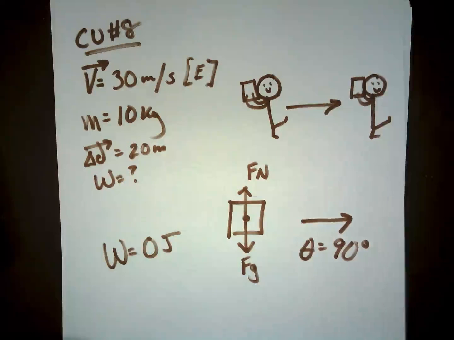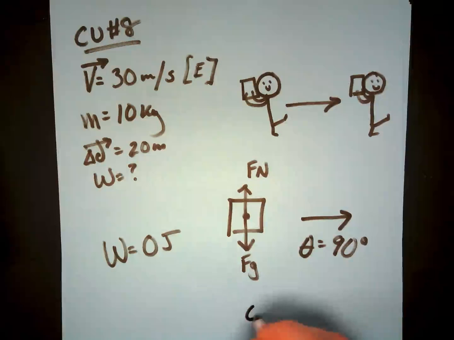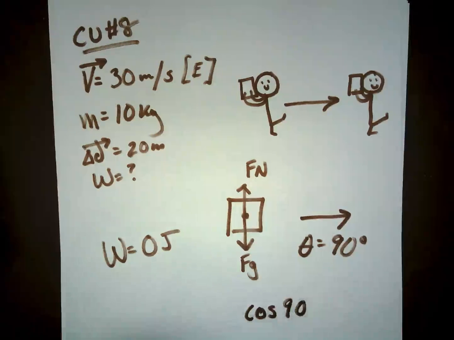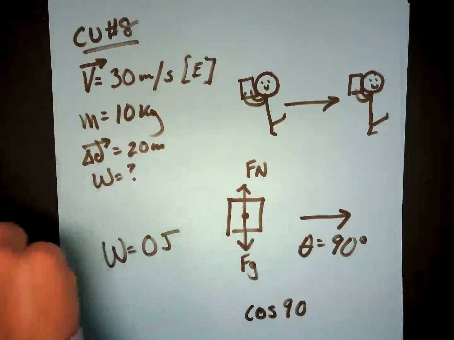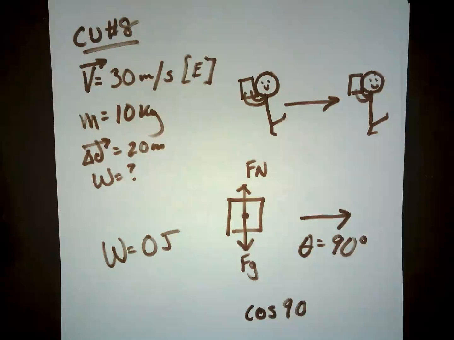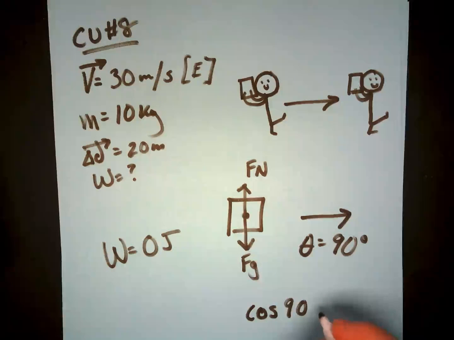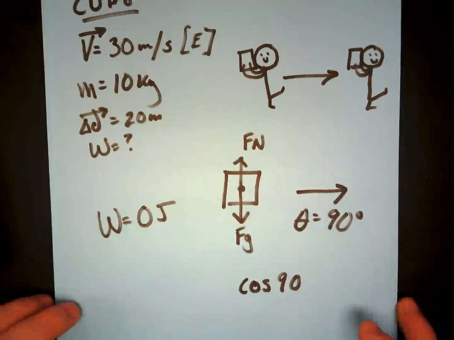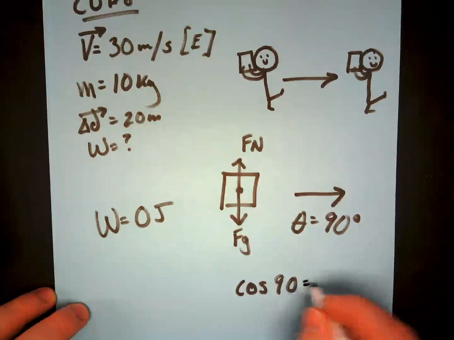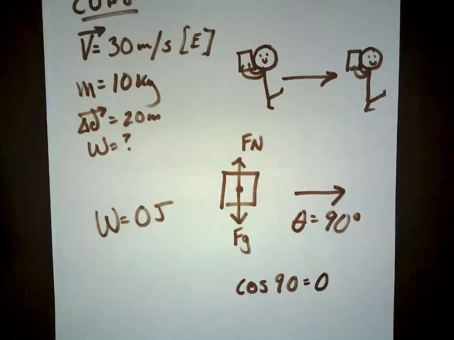Okay, so real quick, just a quick note on this. Put in cosine of 90 in your calculator and tell me what you get. Well, it's a video, so you can't really tell me, but what you should find out is that cosine of 90 is 0. So that's an easy way to see that.